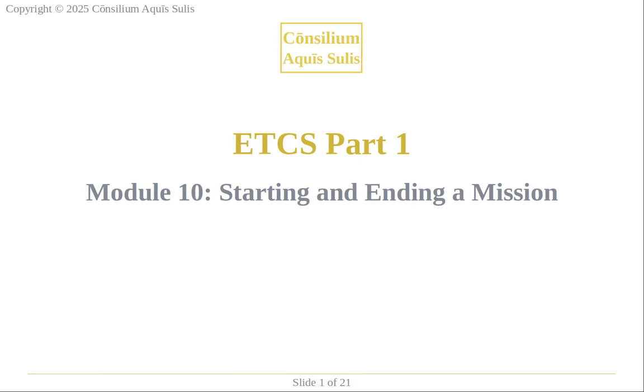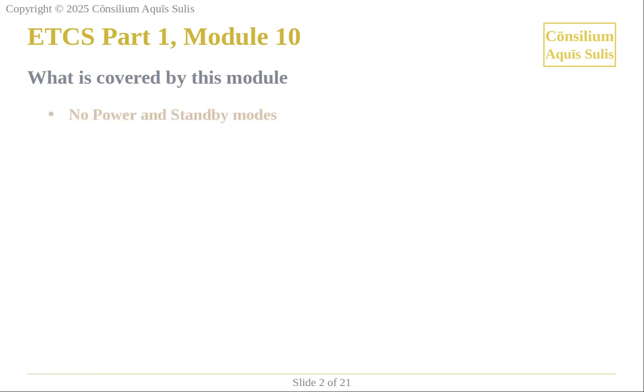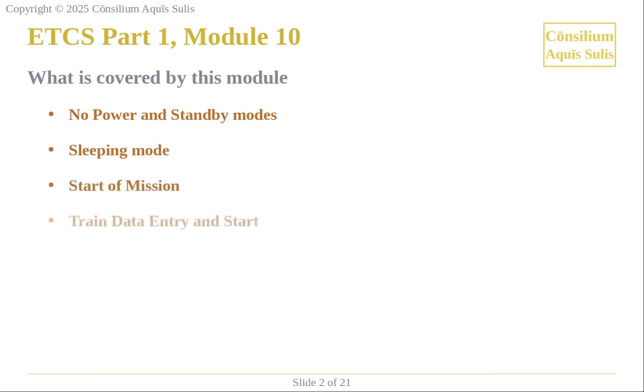Hello and welcome to Module 10 of Part 1 of the Cōnsilium Aquīs Sulis course on ETCS. This module describes the processes for starting and ending an ETCS mission. It covers no power, standby and sleeping modes, the start of mission procedure, train data entry, the start button and the end of mission procedure.